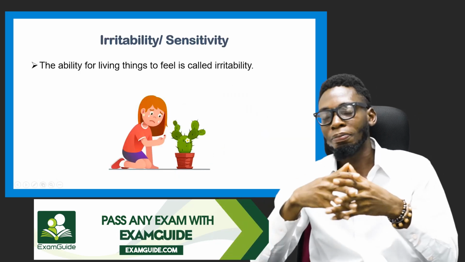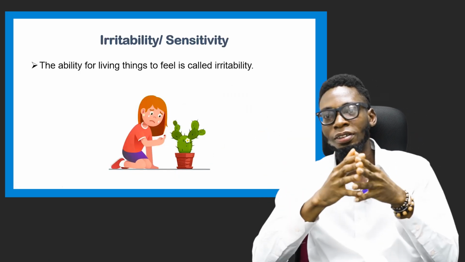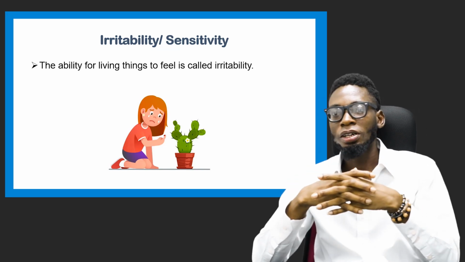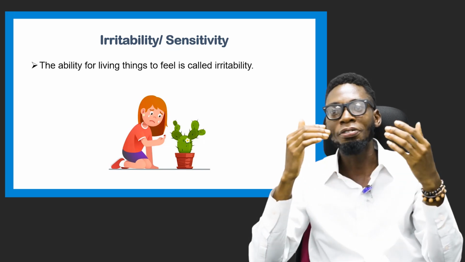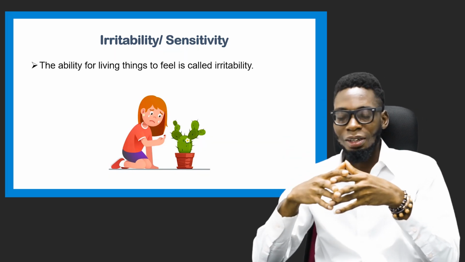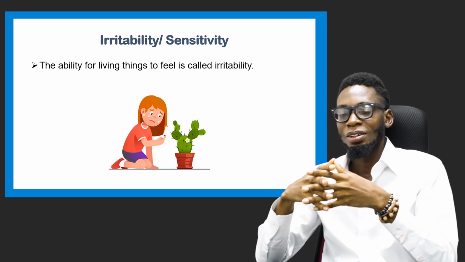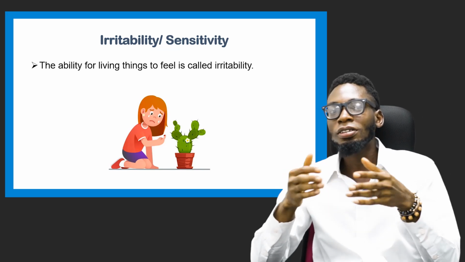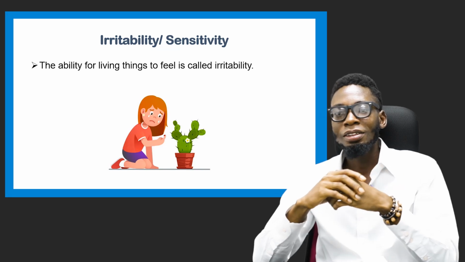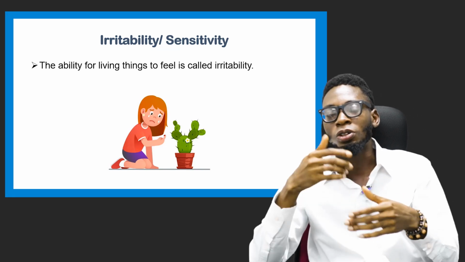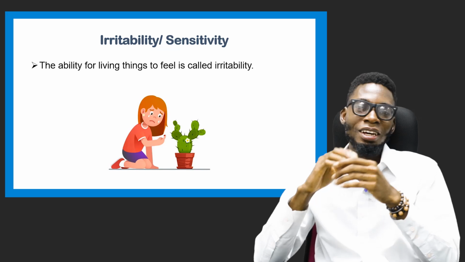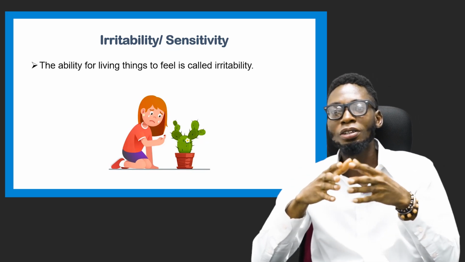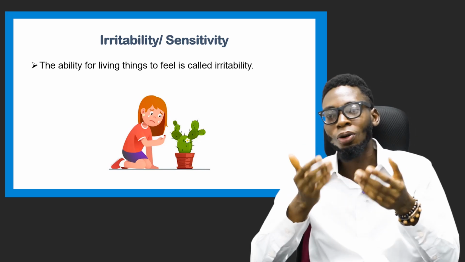We have irritability or sensitivity. The ability of living things to feel is simply referred to as irritability. Living things are expected to actually respond to changes in their environment. These timely responses to changes in their environment help them to actually stay safe, help them to escape injury, and help them to live longer.